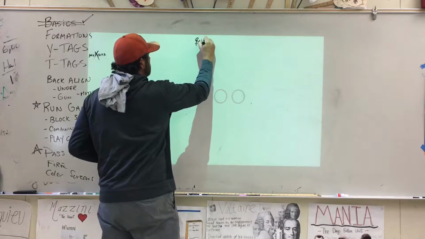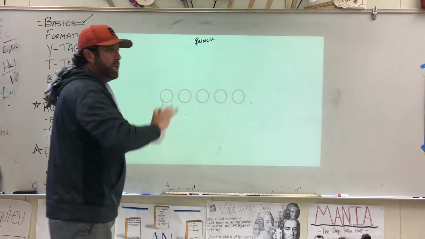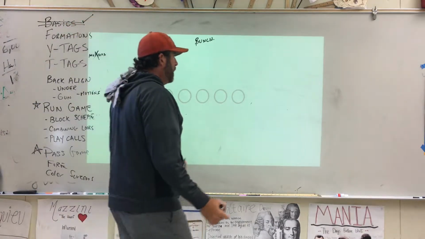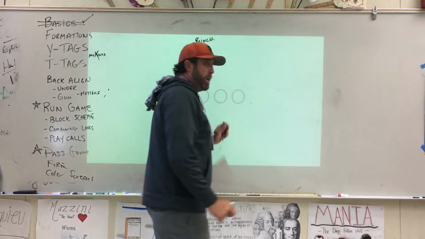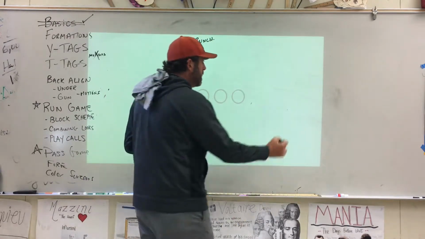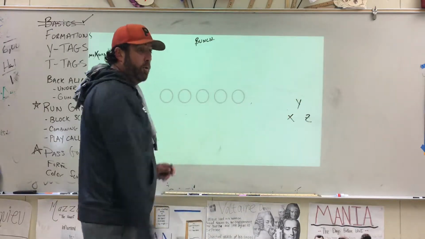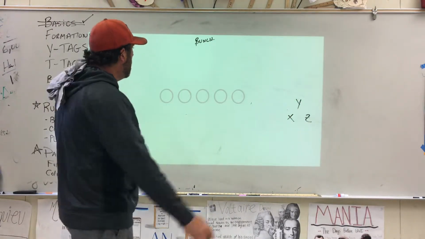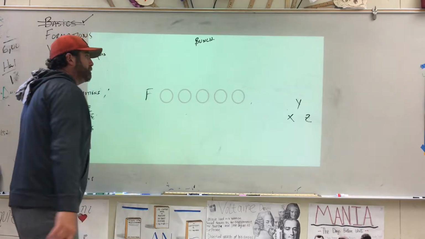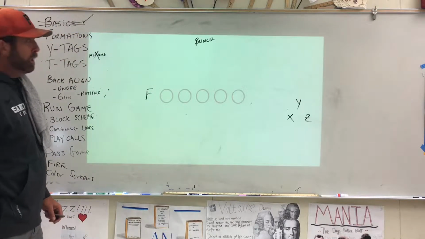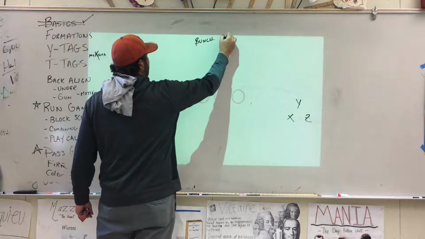Bunch formation. Bunch. If we don't put tight in front of it, it's a regular wide bunch. Bunches for us always go, reading a book, left to right, X, Y, Z. This is split out far enough where the quarterbacks can make some throws out here. And then our F comes up and plays the backside tight end. That's bunch. And that's bunch right.